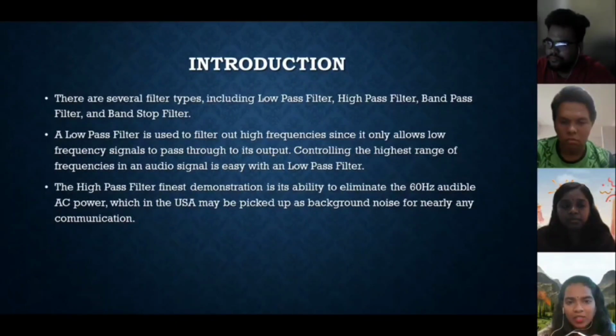Next, there are several filter types including low-pass filter, high-pass filter, band-pass filter, and band-stop filter. A low-pass filter is used to filter out high frequency since it only allows low-frequency signals to pass through its output. Controlling the highest range of the frequency in an audio signal is easy with a low-pass filter. The high-pass filter's finest demonstration is its ability to eliminate the 60 Hz audible AC power, which in the USA may be picked up as background noise for nearly any communication.